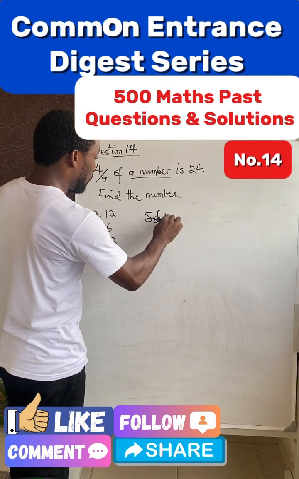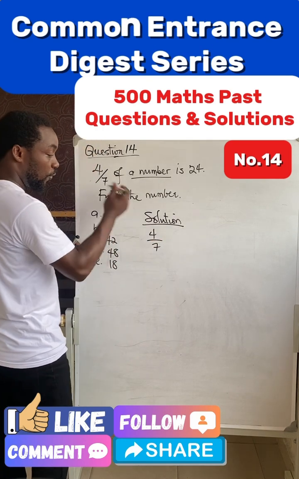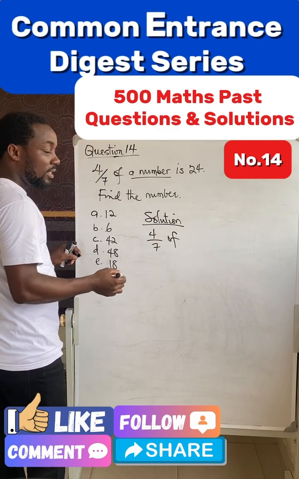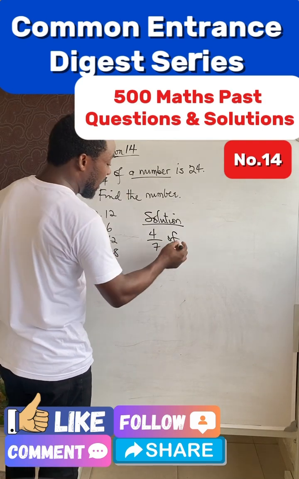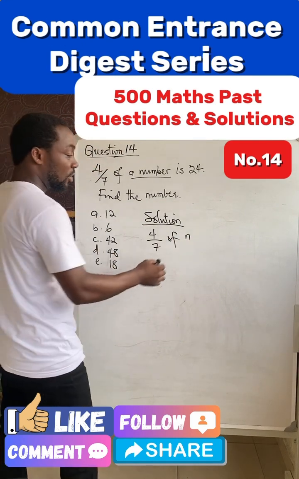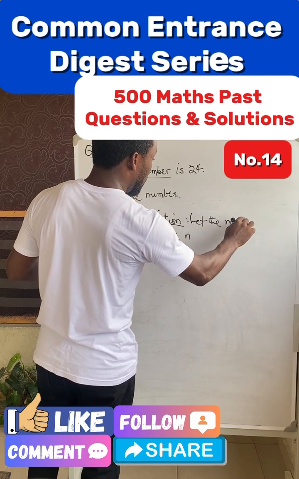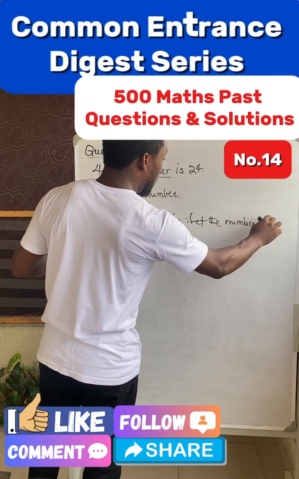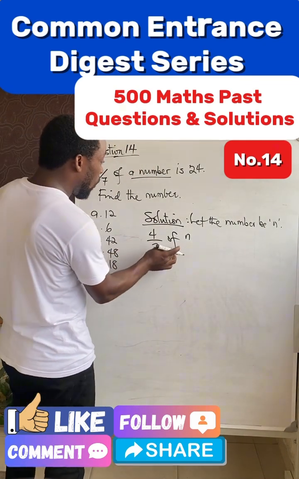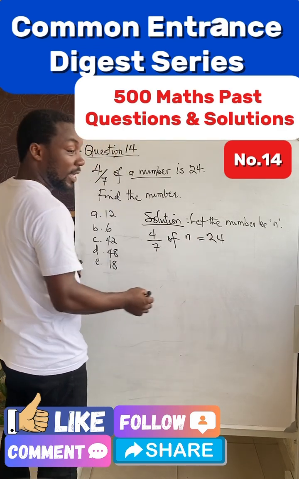Solution: 4/7 of. Remember, "of" is a mathematical sign which stands for multiplication. 4/7 of a number. We don't know that number, so we use N to stand for that number. We say, let the number be N. Let the number be N. All right, so 4/7 of N is equal to 24.